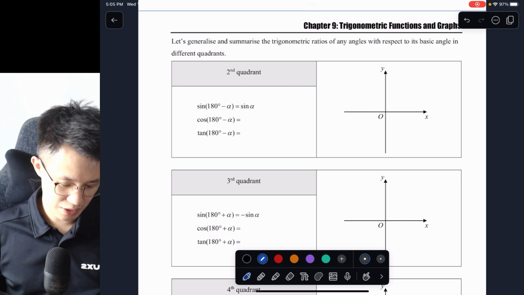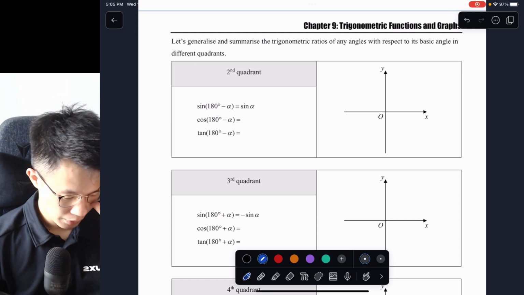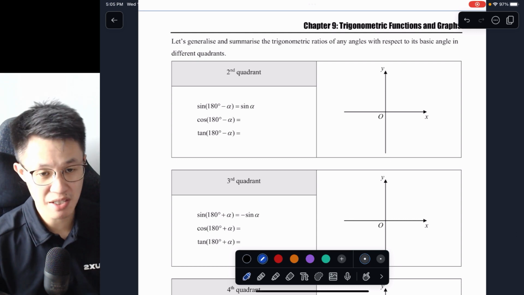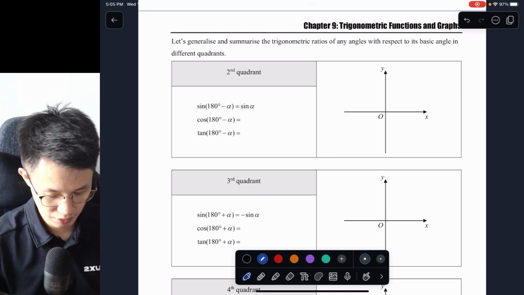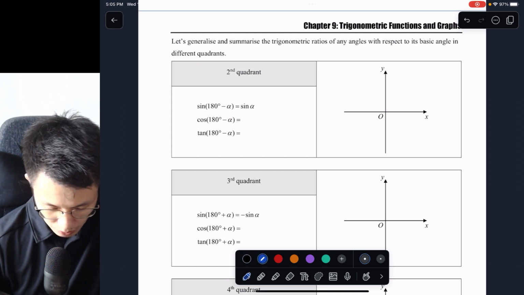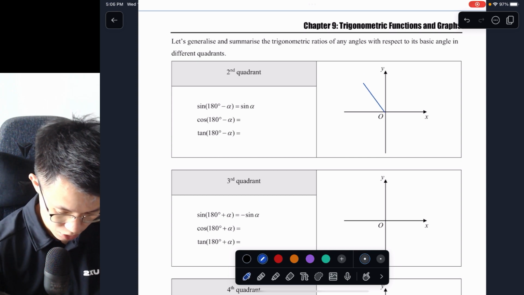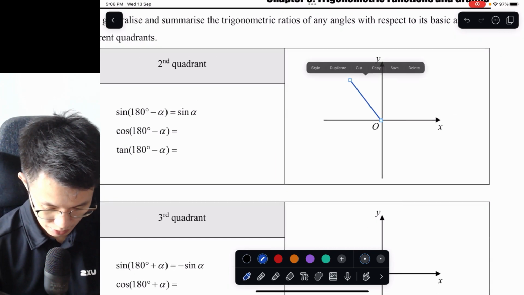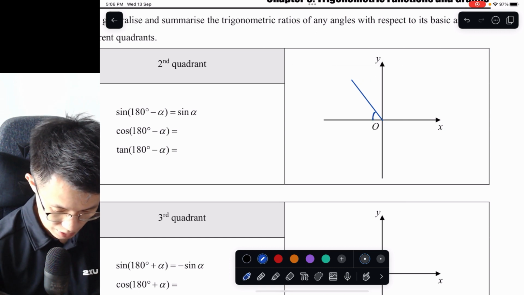Just quickly generalize and summarize things in this whole thing. So if we have any basic angles, we want to understand what it actually means. If I have a basic angle in the second quadrant, let's call this basic angle alpha. This basic angle here is alpha.